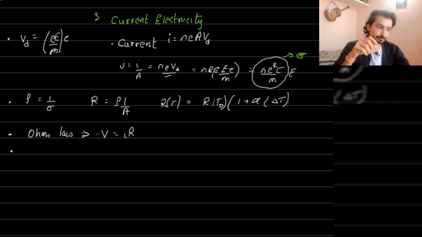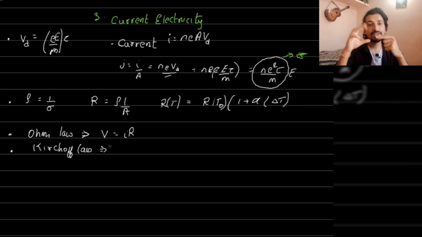Kirchhoff's law tells you that you have Kirchhoff's junction law. What does the junction law tell you? Junction law basically tells you the current entering any junction. So if you have a circuit where there are 4-5 wires, the current entering the junction will be equal to the current leaving the junction. So how much current is entering the circuit?